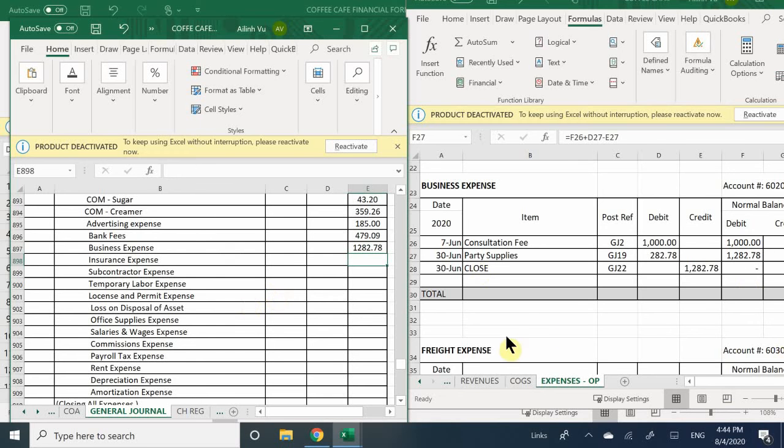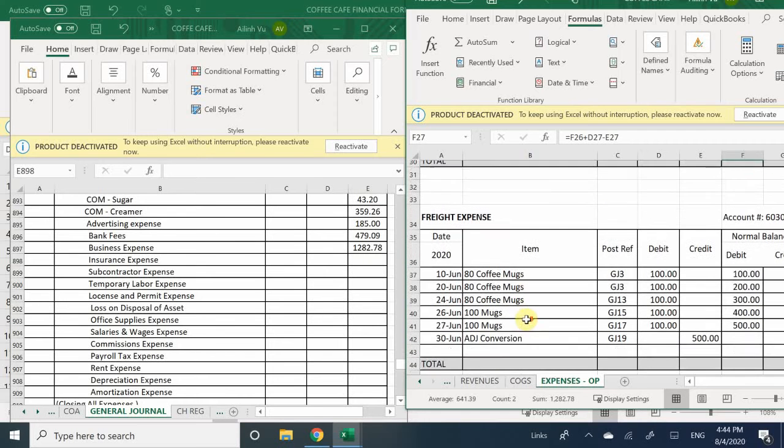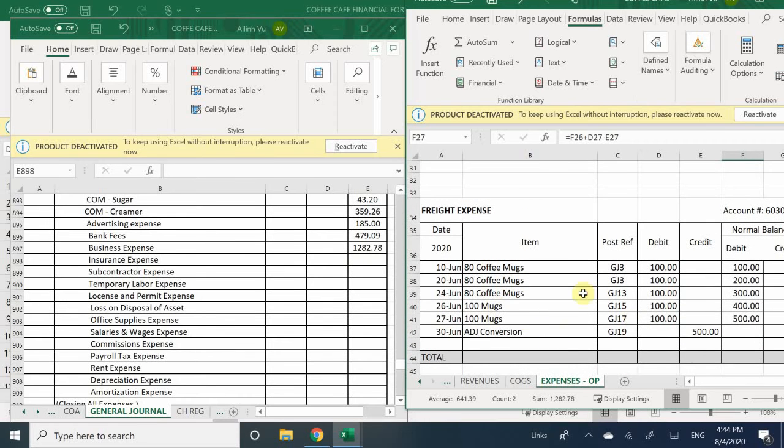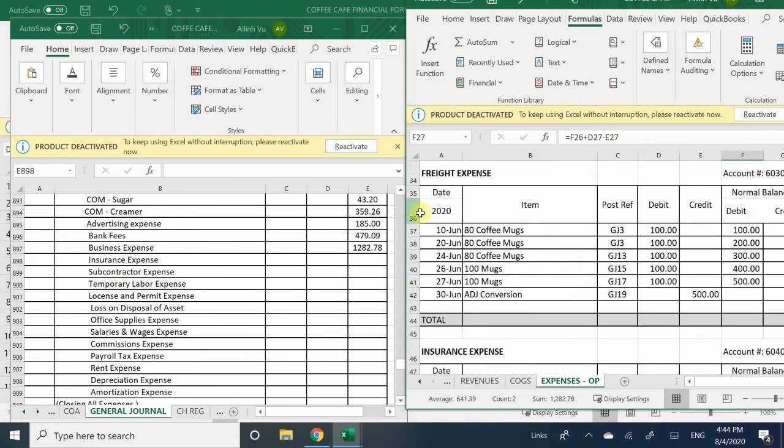Okay. Now we're going to go ahead for freight expense. We've already zeroed it out, so there's nothing to record here. So I'm going to go ahead and double confirm that right here, that this is zeroed out properly. There you go, 0. Good.